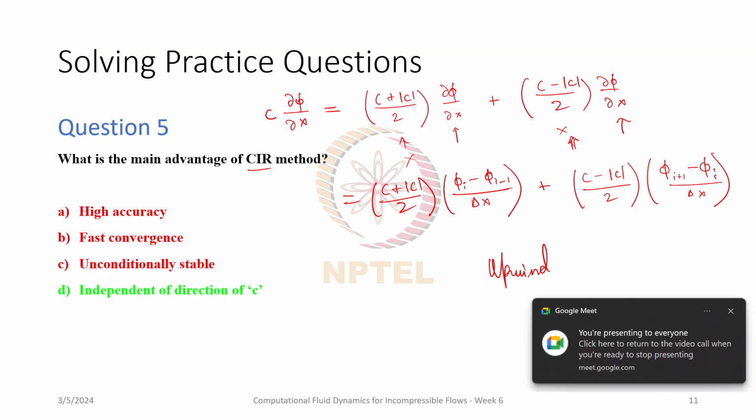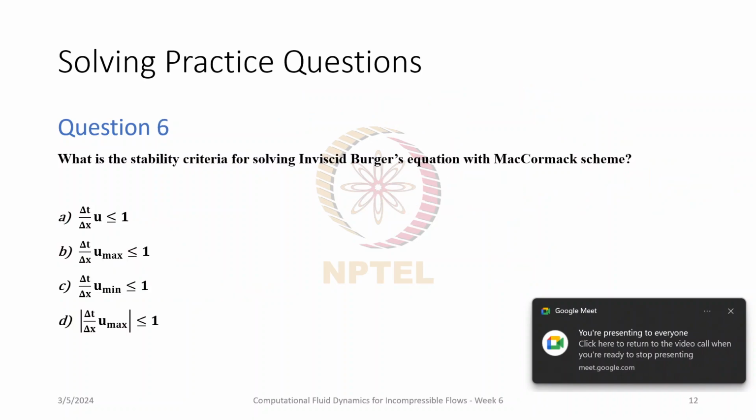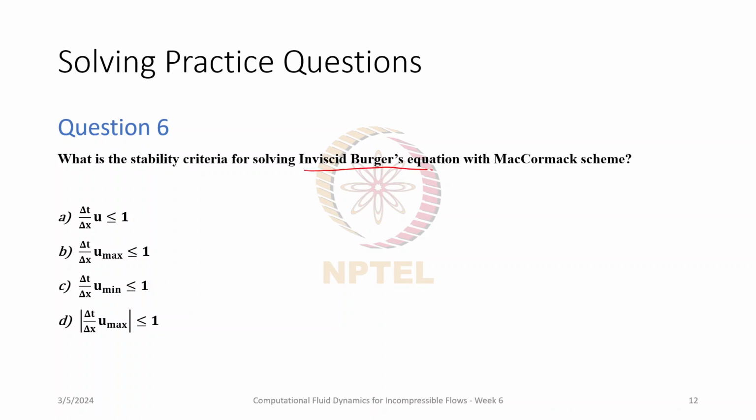Okay, good. So if not, we will move on to the sixth question now, which is asking us what is the stability criteria for solving the inviscid Burgers equation with the MacCormack scheme. A few things to remember here. The inviscid Burgers equation is basically a nonlinear equation, and nonlinear and hyperbolic as well. And the MacCormack scheme is a predictor-corrector scheme, which is a multi-step method.